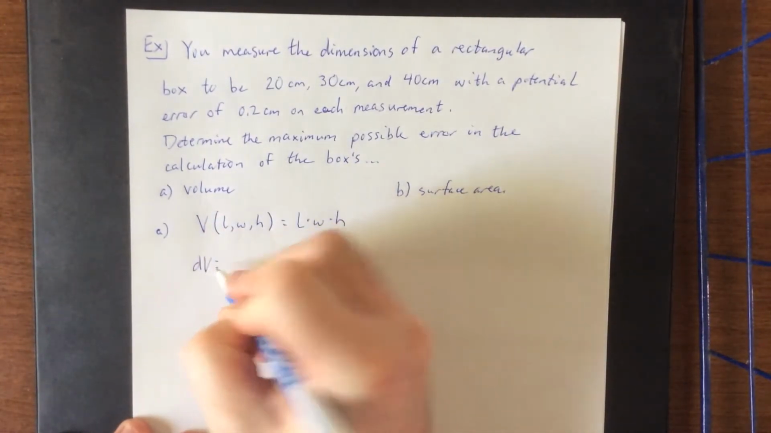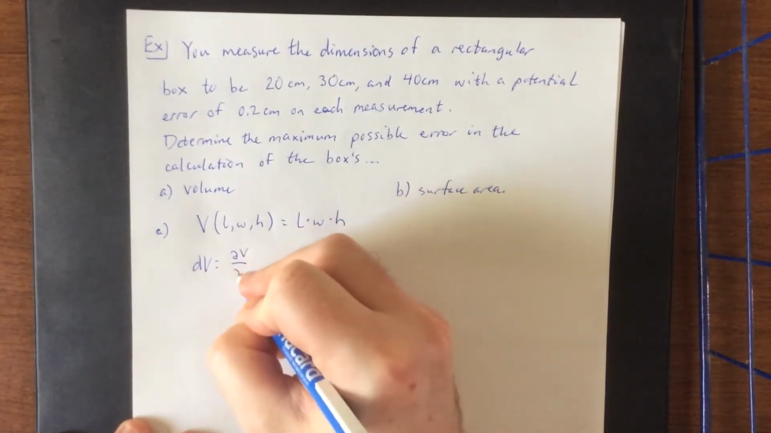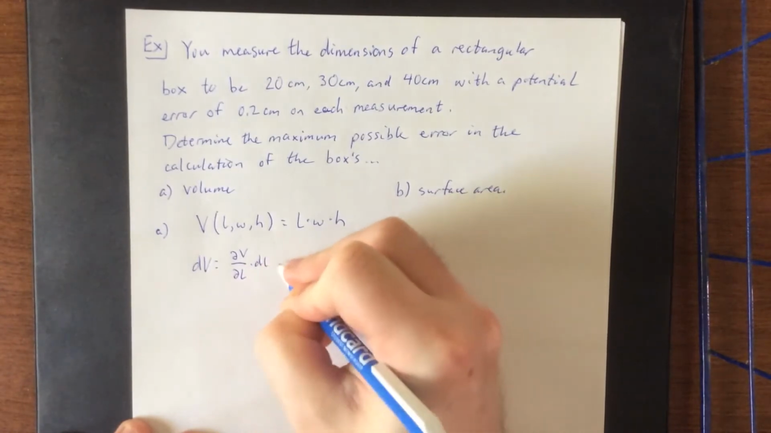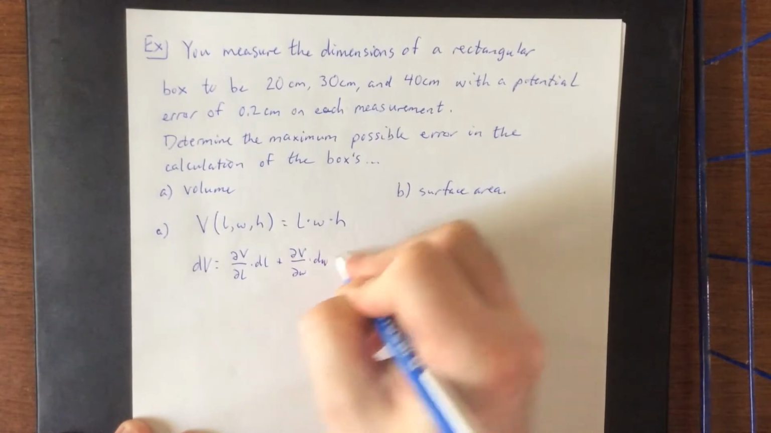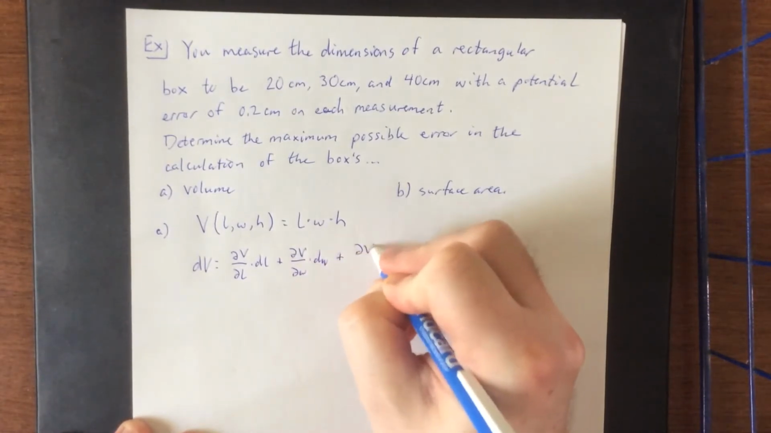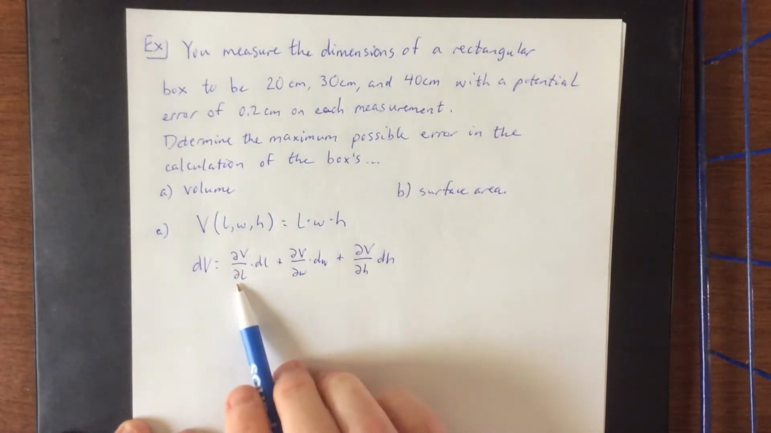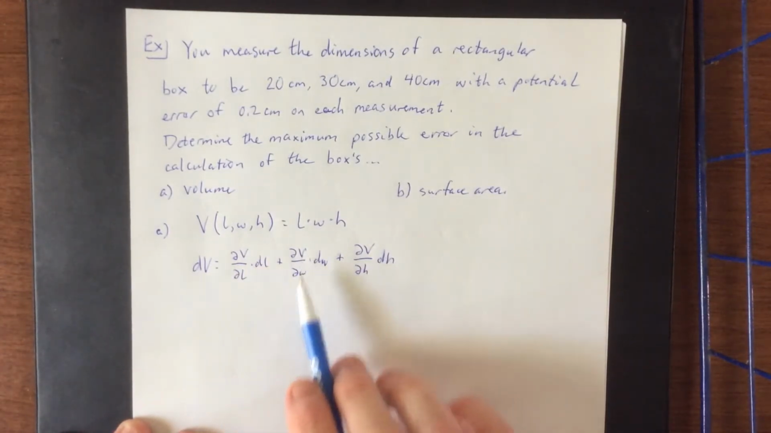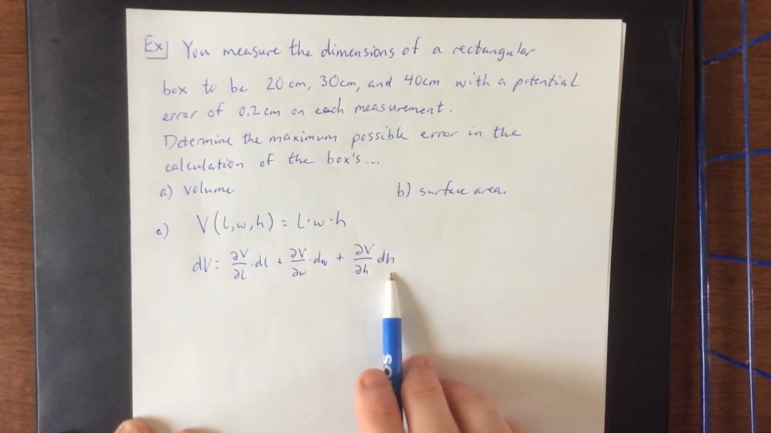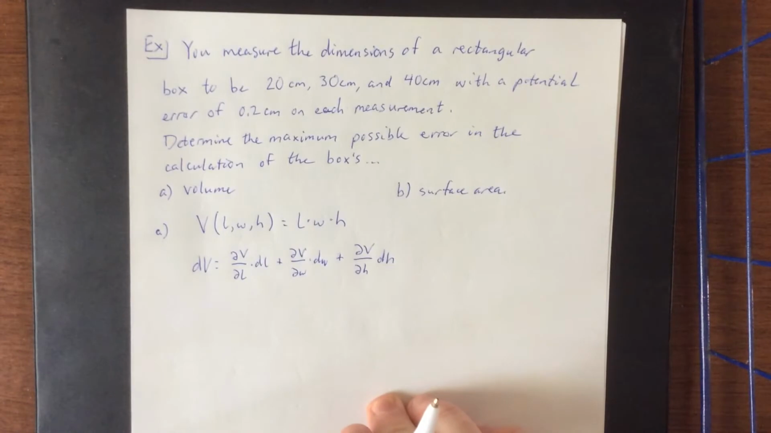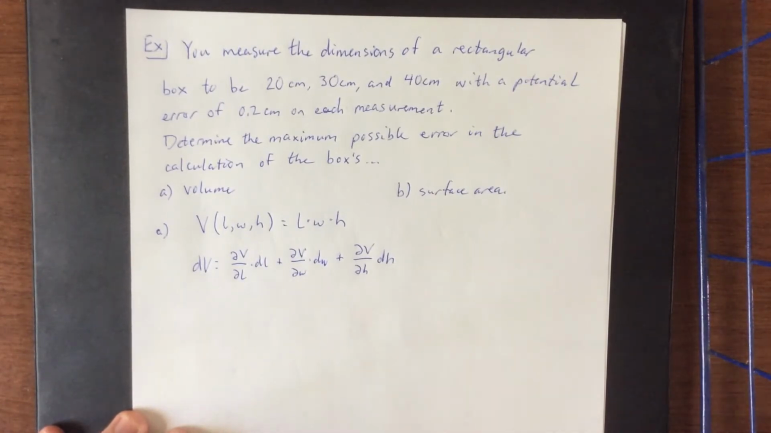So dV is going to be equal to, since we have a function of three variables, we'll be looking for a total of three differentials, or three partial derivatives, I suppose. So total differential is going to look like this. Partial of V with respect to L times dL, plus partial of V with respect to W times dW, plus the partial of V with respect to H times dH. Each of those differentials is going to represent the error in each of those calculations.